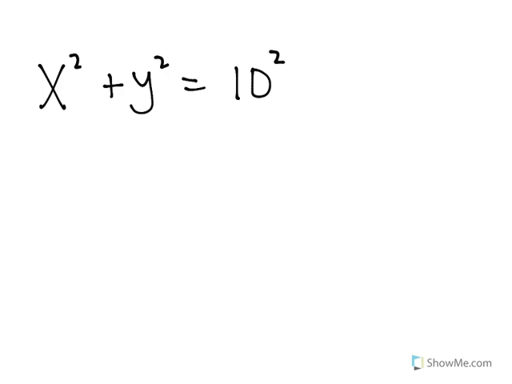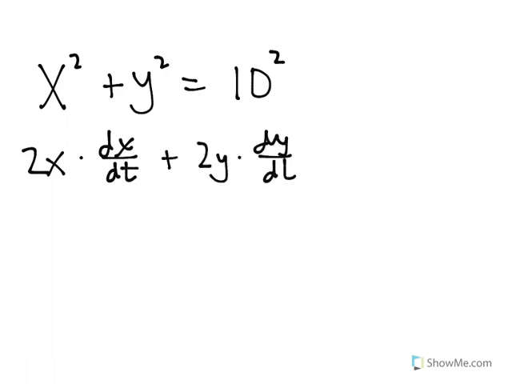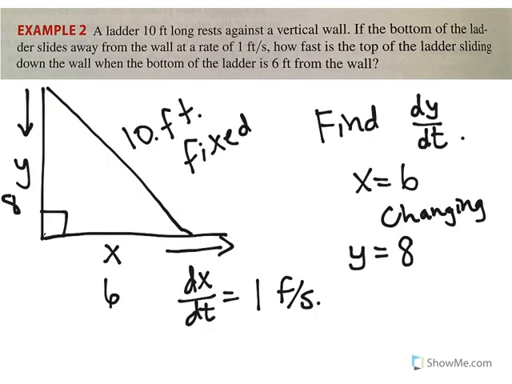Okay. Now go ahead and take the derivative of both sides, remember, with respect to t. So this is 2x times dx/dt plus 2y times dy/dt equals, let's see, 10 squared is 100. That's still a constant. What's the derivative of a constant? Still 0, even when it's with respect to t. Okay. Now we've got to think about what information we know and what we are trying to find. Let's go back to the last page. We know that x is 6. We know that y is 8. We know that dx/dt is 1, and we are trying to find dy/dt.